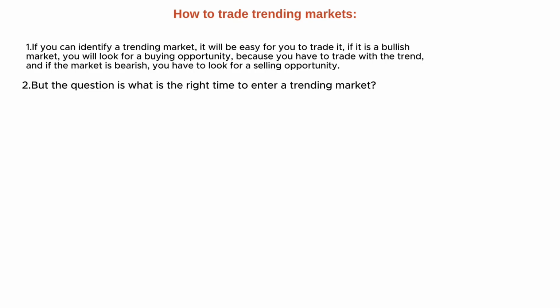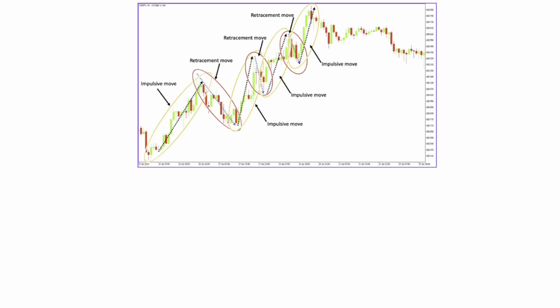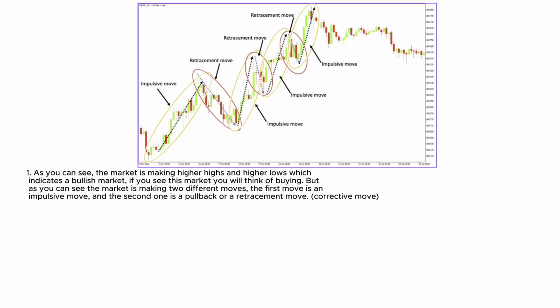But the question is, what is the right time to enter a trend market? Trending markets are characterized by two important moves. The first move is called the impulsive move, and the second move is called the retracement move. See the example. In this example, there is an impulsive move which is buying, and a retracement move which is selling. So impulsive move means buying, retracement means selling. As you can see, the market is making higher highs and higher lows, which indicates a bullish market.